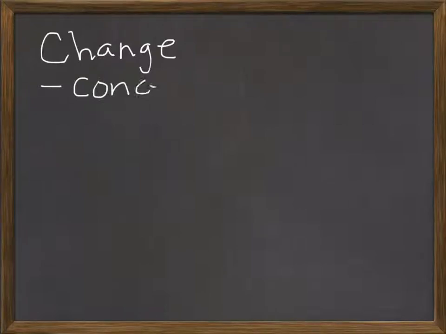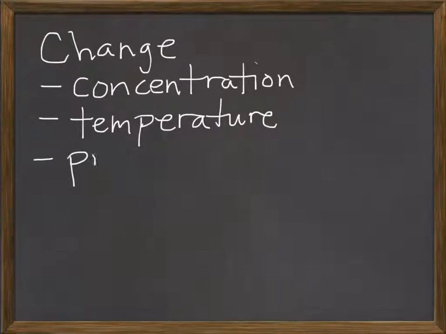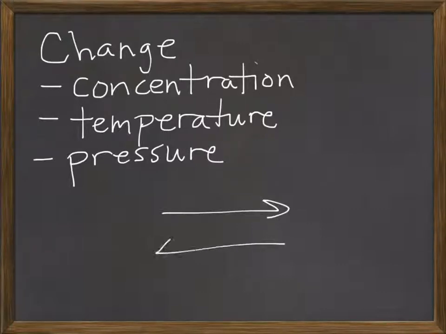Good question. You can change a couple of things, and by changing these things, you're going to stress out the system. You can change the concentration of a product or a reactant. That's going to stress out the system. You could change the temperature. That's going to stress things out. Or you can change the pressure. Changing one of these three things is going to upset the system and force it to go in either the forward or the reverse direction in order to minimize that stress. So let's take a look at some examples of this.